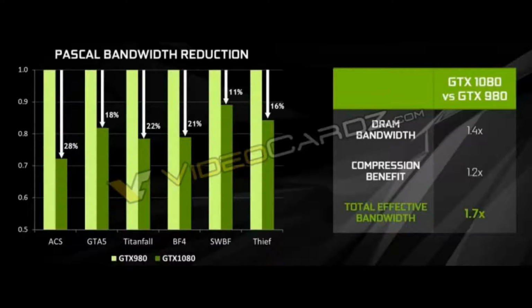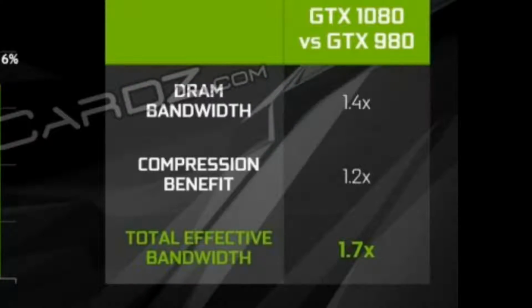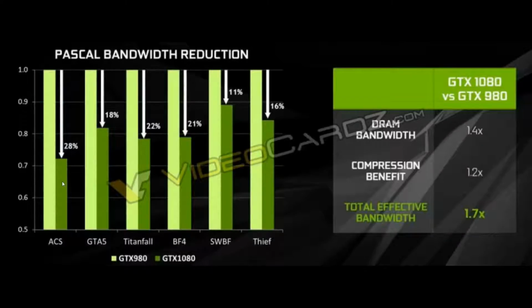Memory compression reduces the requirement for bandwidth. It depends on the game, it depends on the scene. But overall, Nvidia claims a compression benefit of 1.2x, coming from the new compression algorithm alone. Over on the left, we can see that the bandwidth is reduced by up to 28% in Assassin's Creed Syndicate, but in games like Star Wars Battlefront, it's only around 11%. On average, they are claiming a 20% compression benefit compared to the previous generation GTX 980 Maxwell compression. For the total effective bandwidth, they are also including the extra speed of the RAM, for an effective total bandwidth of 1.7 times over the GTX 980.